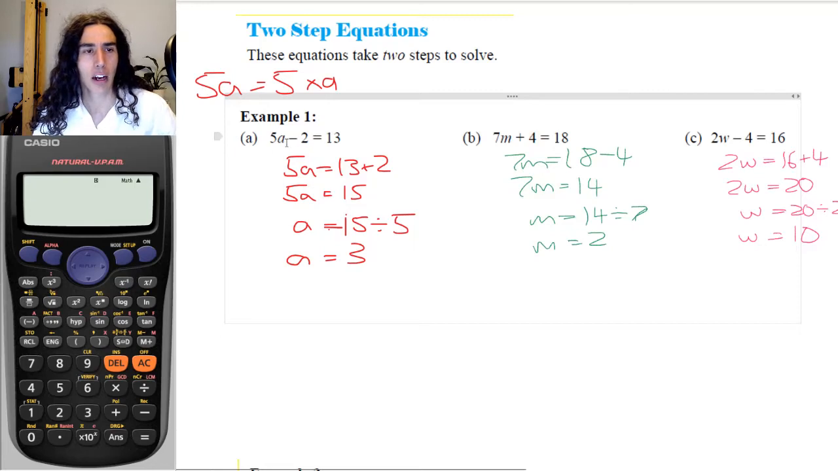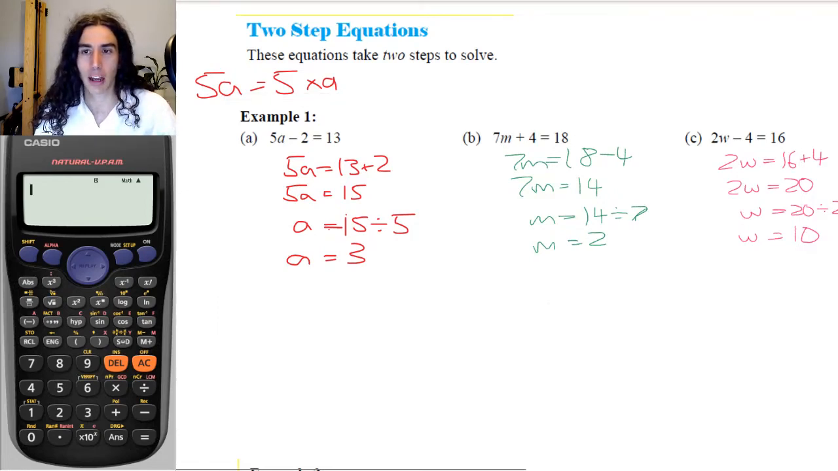So you can always check your answer. Go back, 5 times 3 is 15. Take away 2, 13. We got that one right. 7 times 2 is 14 plus 4, 18. Got that one right. You can use your calculator as well if you're not sure. So like for the third one, 2 times 10 was our answer. Take away 4. Whoop. 6.